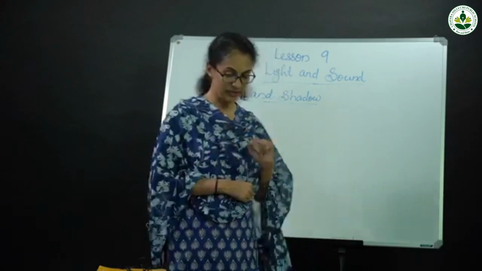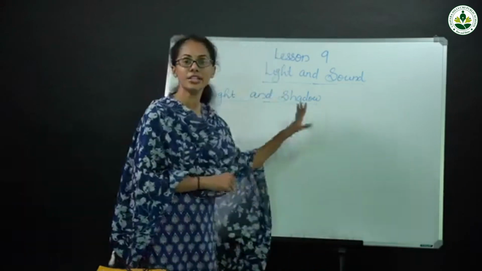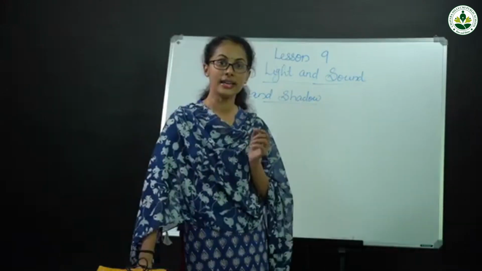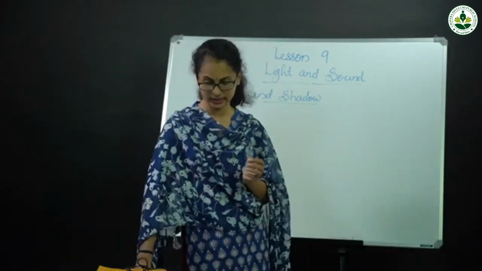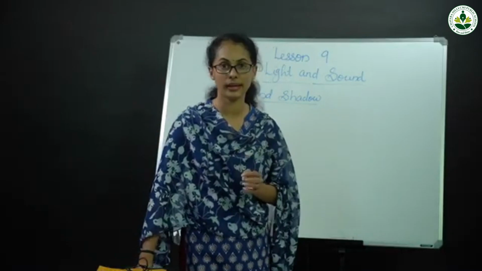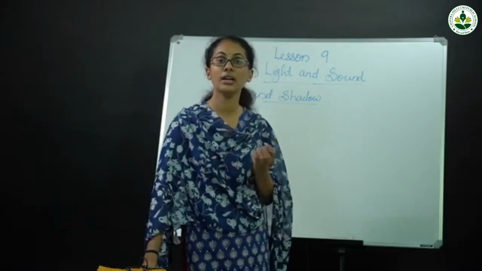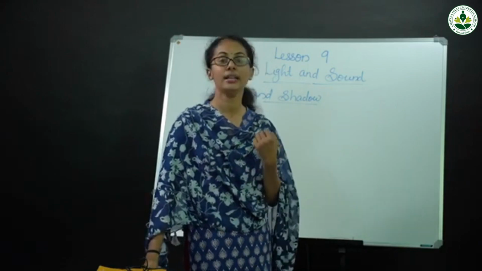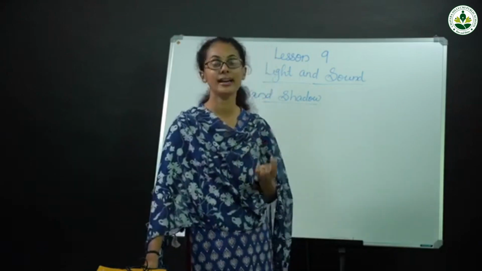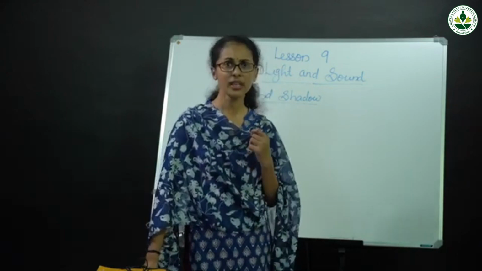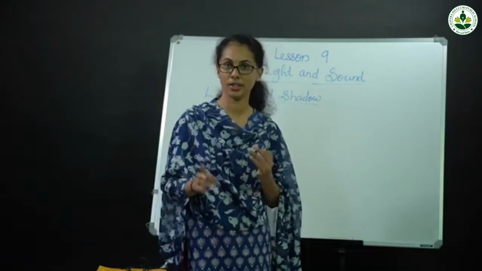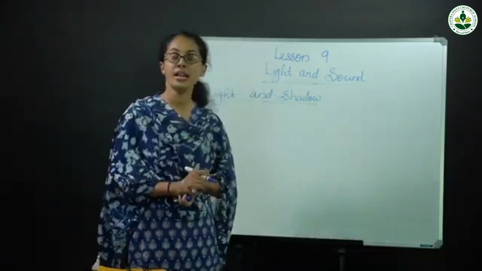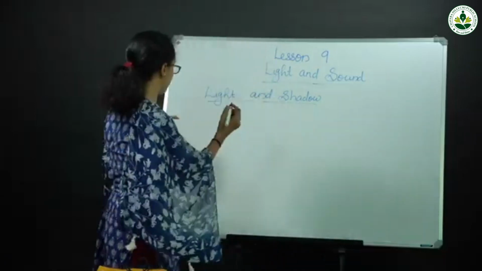The first topic is light and shadow. The earth has its natural source of light, the sun. The objects are classified into two: luminous objects and non-luminous objects.